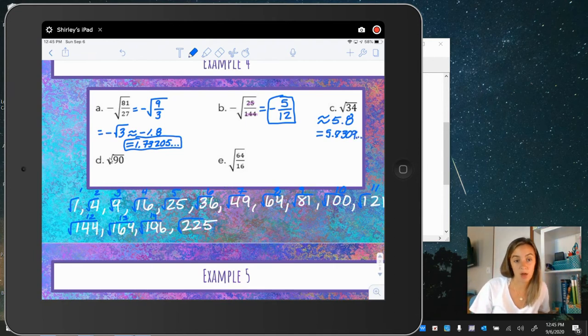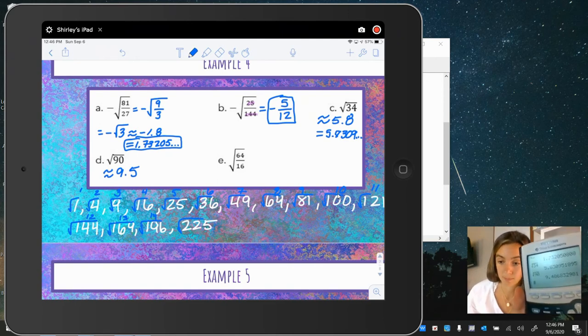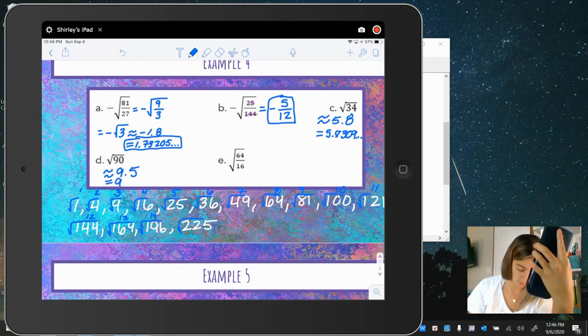Part D, also not a perfect square. 90 doesn't fall on my list, but 90 is right in between my square root of 81 and my square root of 100. So that means my answer is going to be in between 9 and 10. 90 is almost smack dab in the middle of 81 and 100. So that means my answer might be smack dab in the middle of 9 and 10. So I'm going to estimate this to be about 9.5. So square root of 90, let's check my answers. Look, I get 9.48. So let's write that actual answer, 9.486, so forth.